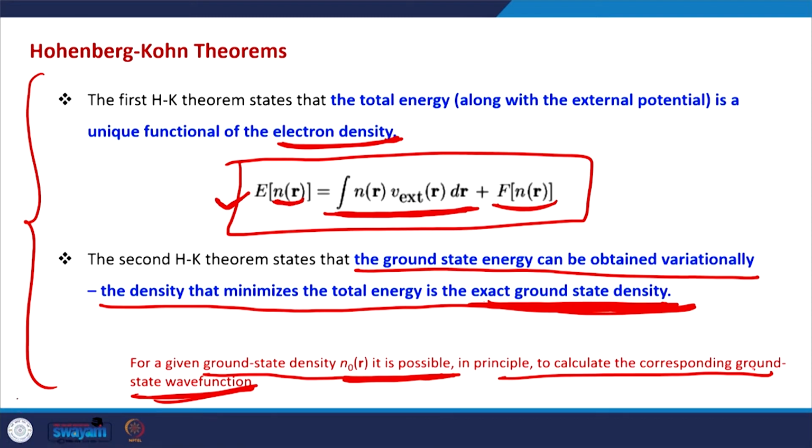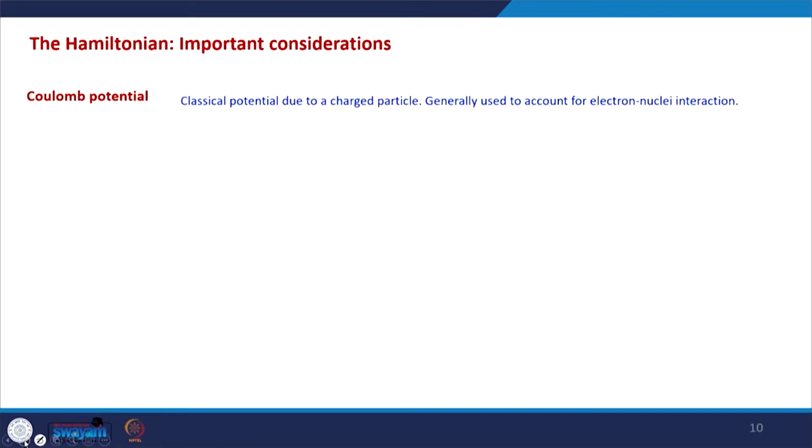Before going into that, there is one question that stands here. That is, how do we calculate the electron density? How do we calculate this n(r) in the first place? Before going into that, let's try to understand this multi-electron Hamiltonian. Let's try to understand the important parts of the Hamiltonian.